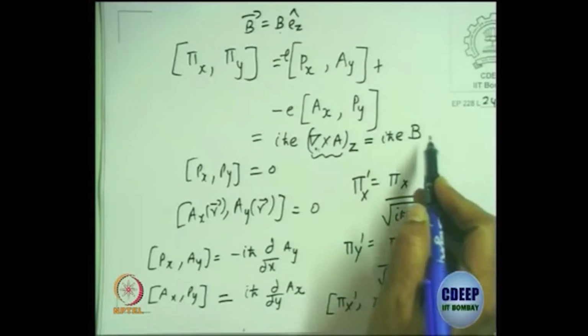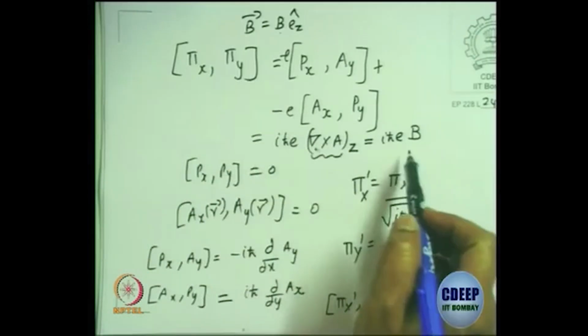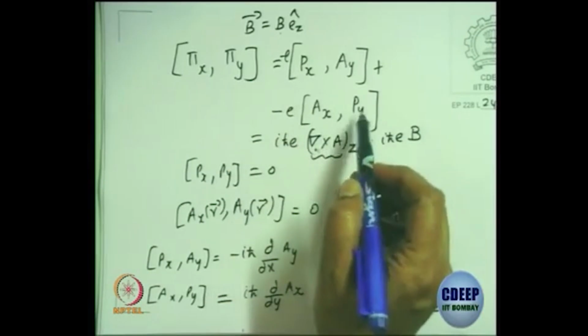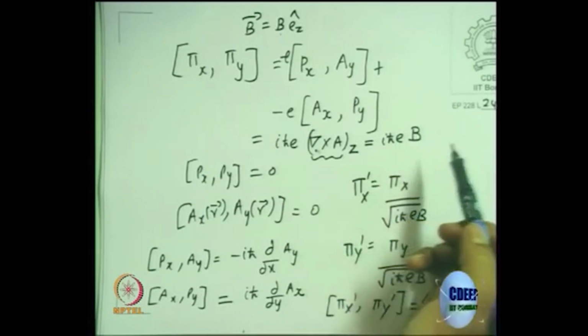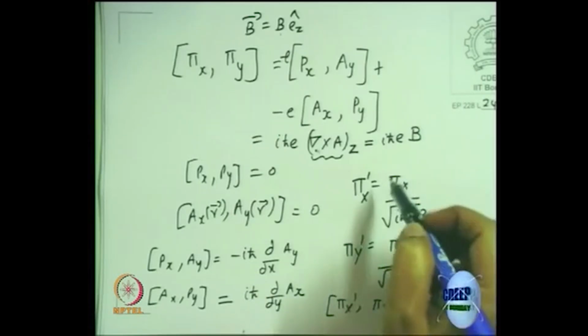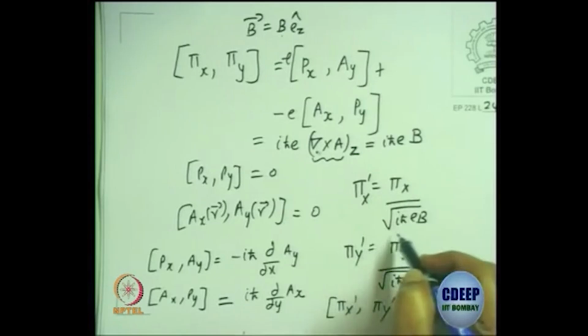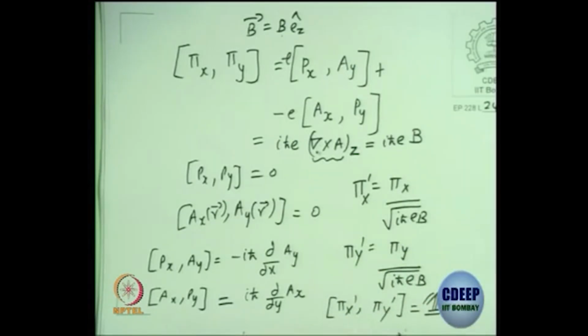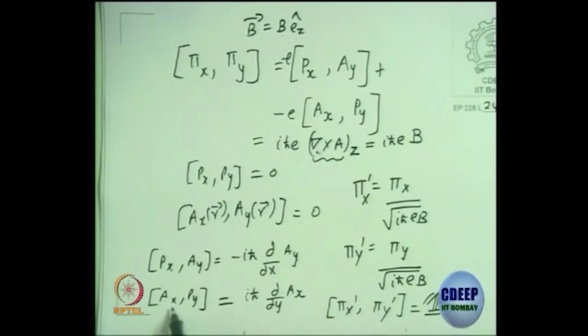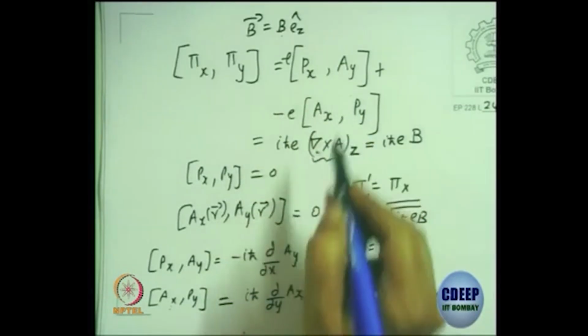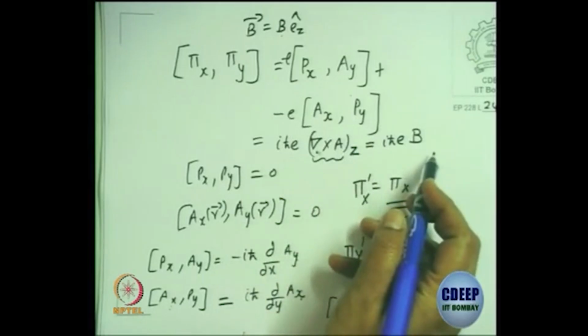Okay. So the commutator of pi x with pi y is not 0 like px and py, but this is non-zero and it is a constant, which depends on the magnetic field. You can normalize the pi x by this normalization so that you can make the commutator of pi x prime with pi y prime to be identity. So this is what I said in the earlier slide. Px with Ay is del by del x of Ay, and Ax with Py is del by del y of Ax, and if we use that here, you get curl of A, which is nothing but the magnetic field.